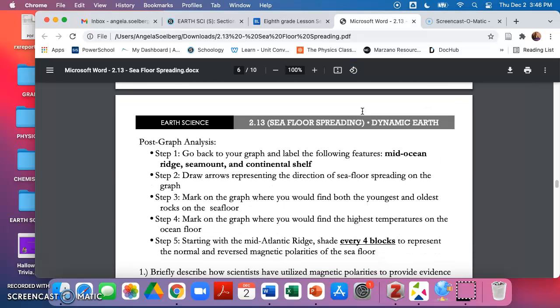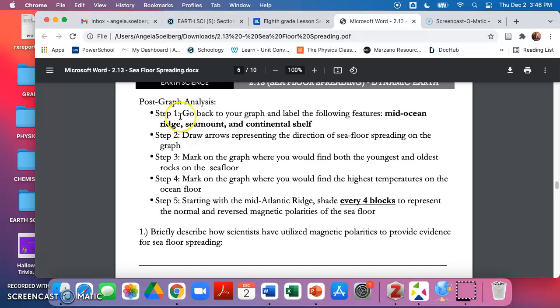then on the back side there are some post-graph analysis parts. You're going to label the mid-ocean ridge, any seamounts, those are those spikes, and the continental shelf are the parts where there's the continental crust. Then you're also going to draw some arrows representing the direction of seafloor spreading, and you're going to mark where the youngest and the oldest rocks are. You're also going to mark where the highest temperatures would be on the ocean floor. And then this part is kind of complicated. It says, starting with the mid-Atlantic ridge, shade every 4 blocks to represent the normal and reversed magnetic polarities of the seafloor. That's what we talked about this morning.